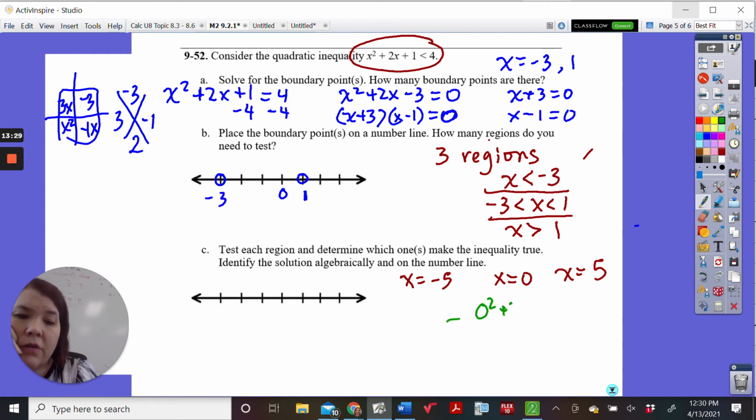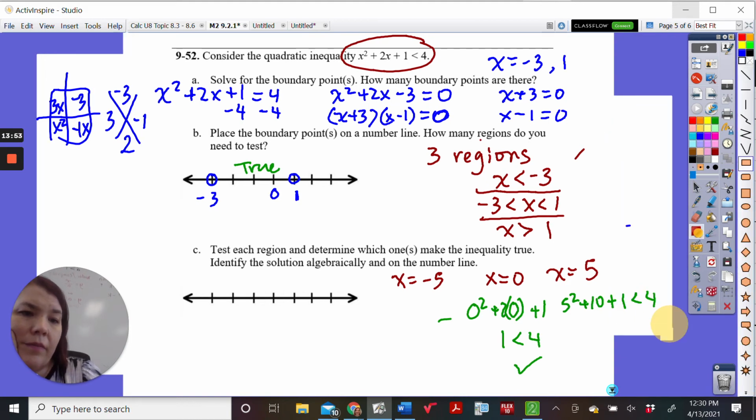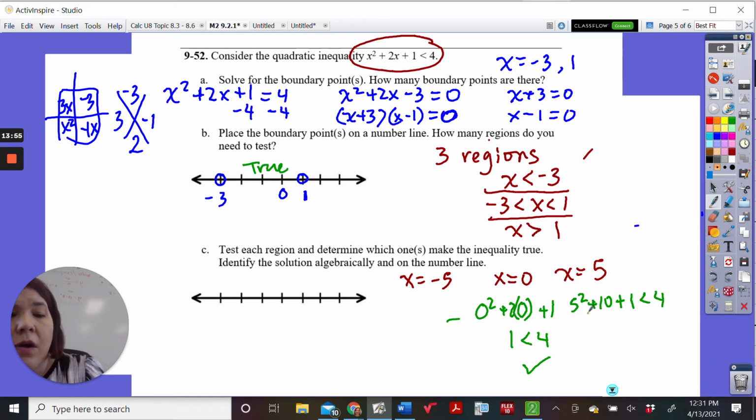0 squared plus 2 times 0 plus 1 is 1. Is 1 smaller than 4? Yes. So in this region, it was true. Then I'm going to test 5. I'll have 5 squared plus 2 times 5, which is 10, plus 1, which should be smaller than 4. So 25 plus 10 plus 1 is not smaller than 4. False. So this is false over here.